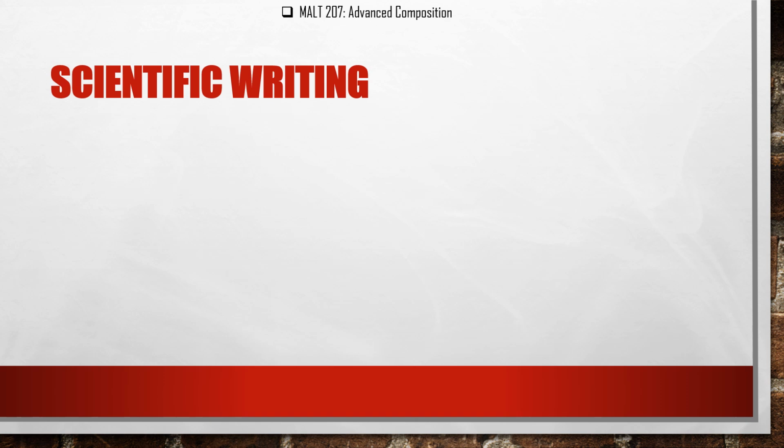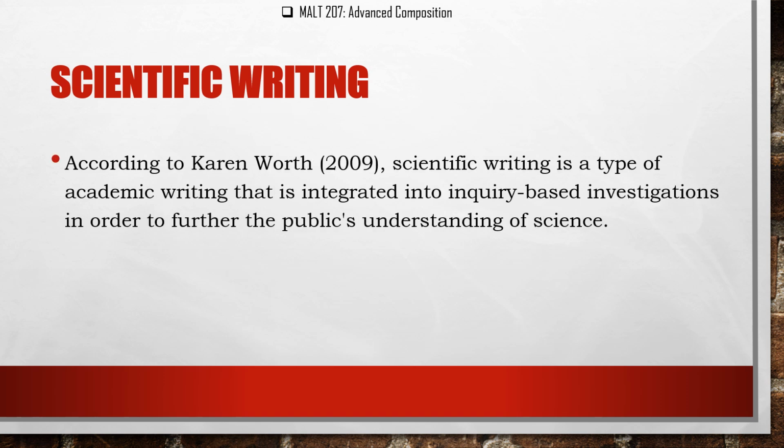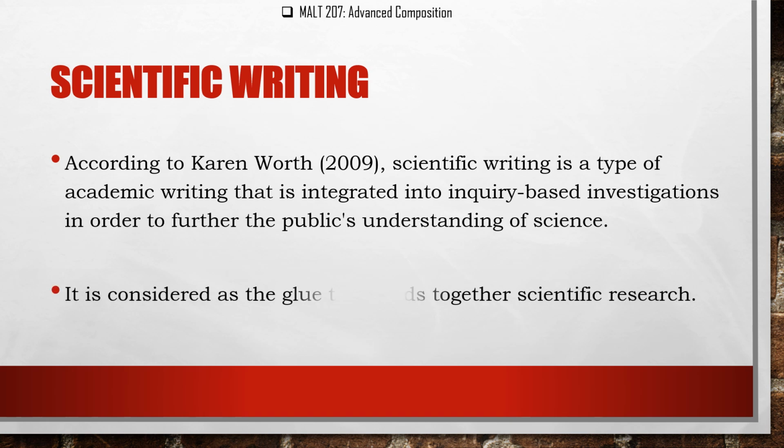Before we jump right into the things I mentioned, let us first talk about what scientific writing is and why it is important in the development of the different sectors of society. According to Karen Worth, scientific writing is a type of academic writing that is integrated into inquiry-based investigations in order to further the public's understanding of science. It is usually packed with jargon while following a rigorous structure of writing. It is also considered the glue that holds together scientific research.